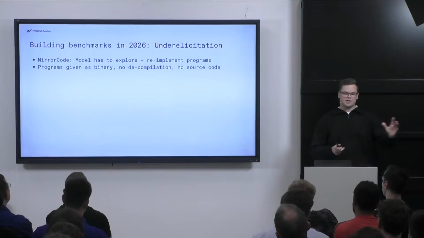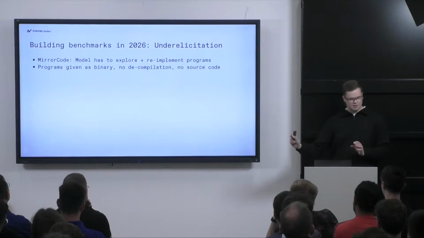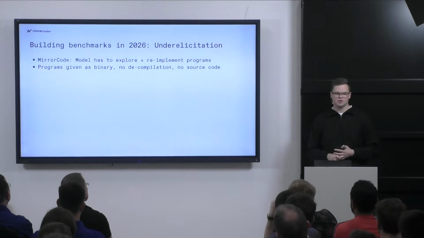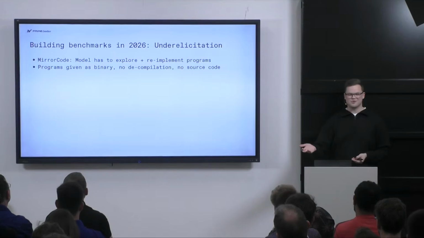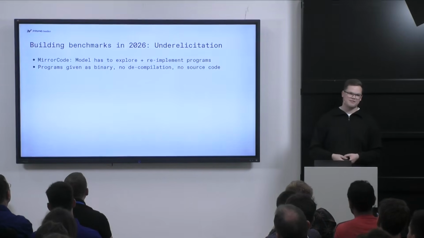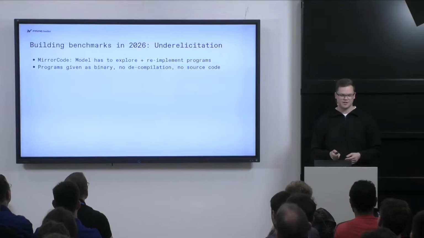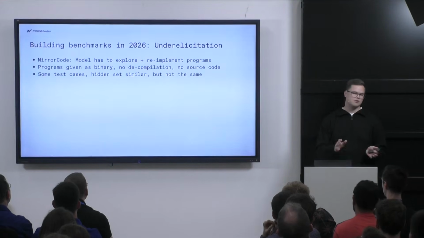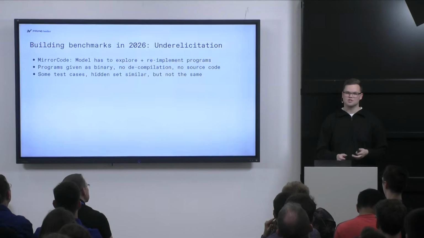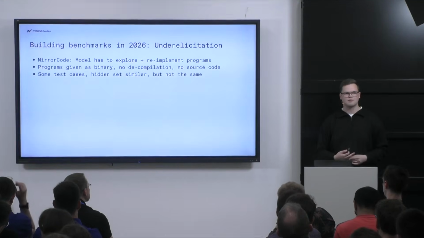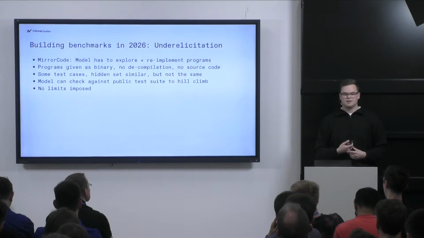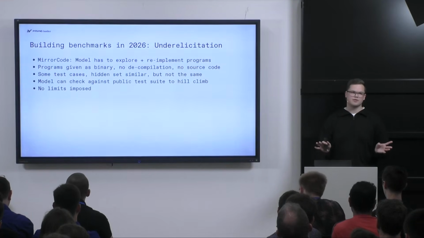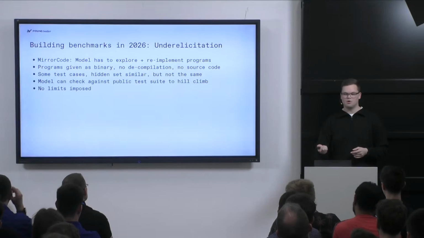We, meaning people at Epoch and METR, and I did a really small part in this, did a similar benchmark which we started a bit earlier, called MirrorCode. In MirrorCode the model has to explore and re-implement a program. The program is given as a binary, there's no decompilation, and there's no source code access. But the big difference is that some of the test cases are given to the model, not all of them, so the model is not able to just replicate the test suite and create a lookup table. The model is able to run the test suite to check its results, and we don't impose any limits in terms of how long the model is able to run.